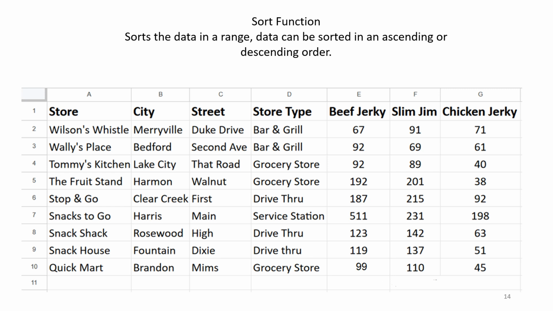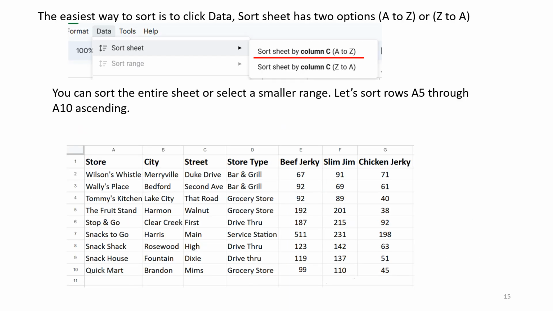Sort function sorts the data in a range. Data can be sorted in ascending or descending order. The easiest way to sort is to click Data. Sort Sheet has 2 options, A to Z or Z to A. You can sort the entire sheet or select a smaller range. Let's sort rows A5 through A10 ascending.